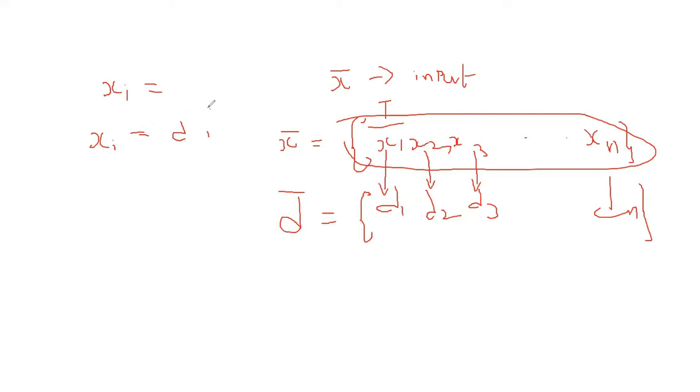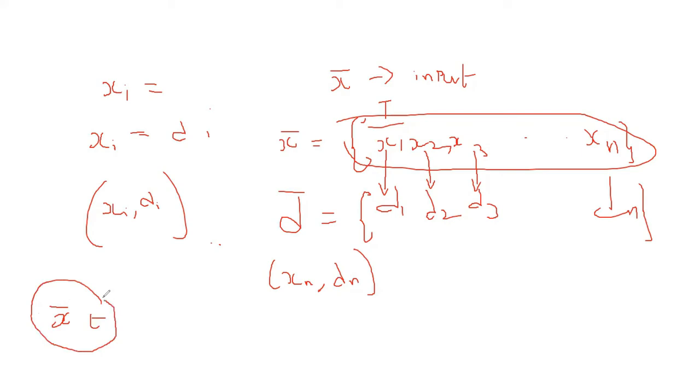So now we feed the system with a lot of such input output pairs: xi comma di, xi comma di. This is one pair, and so on up to xn comma dn. So for xn input the dn is the output, for x1 input the d1 is the output. Now suppose the system encounters a test input x bar t, and the system has not seen this input before.